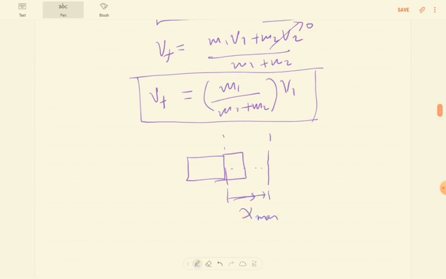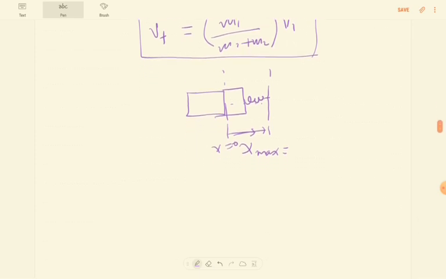This x max is what we are going to find, but this attached mass will have a maximum kinetic energy, of course, at x equals 0, before the spring compresses. So what do we use? The kinetic energy at equilibrium maximum equals the maximum potential energy. This is of course from conservation of mechanical energy. We will find the maximum compressed distance.